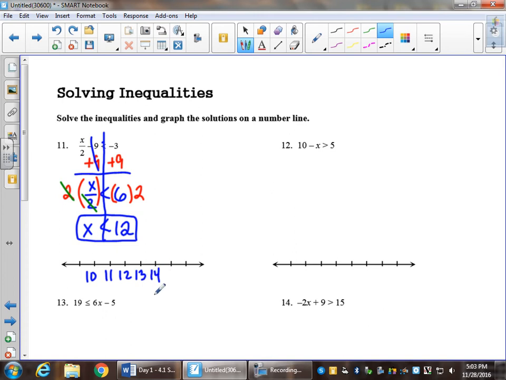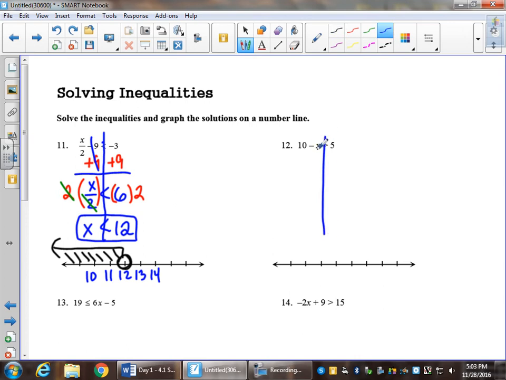Open or closed on 12? Based on this inequality, I see it's a strictly less than, so it's going to be open on 12. Left or right? Less than is left. And I'm done with that graph. 12, let's draw a line down the inequality sign.